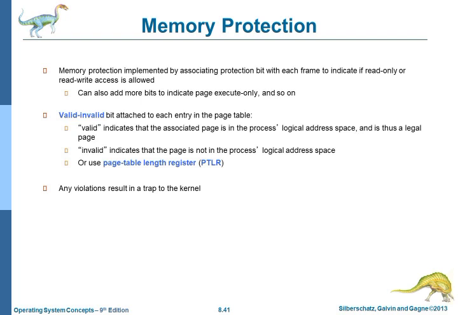Enjoy our presentation. Memory protection is implemented by associating a protection bit with each frame to indicate if read-only or read-write access is allowed. We can also add more bits to indicate execute-only pages and so on. A valid-invalid bit is attached to each entry in the page table. Valid indicates that the associated page is in the process's logical address space and is thus a legal page. Invalid indicates that the page is not in the process's logical address space, or use PTLR. Any violations result in a trap to the kernel.